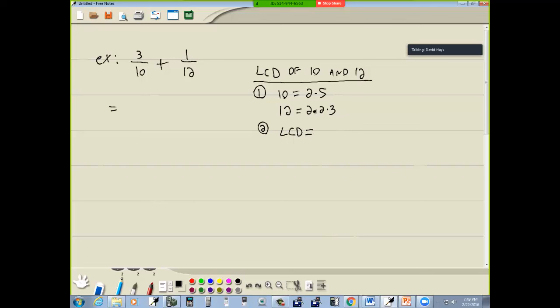Then our LCD, I'll start with my first prime, which is 2, and I'm looking for the greatest number of 2's on a single line. There's 1 here, there's 2 here, so the greatest number of 2's is 2.